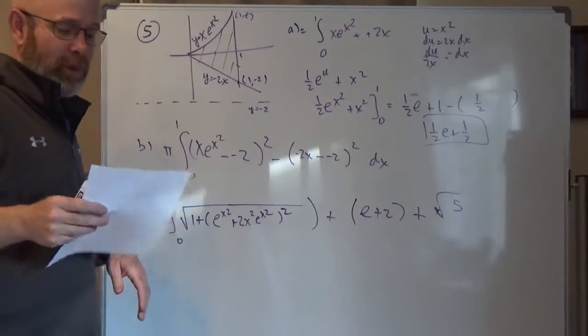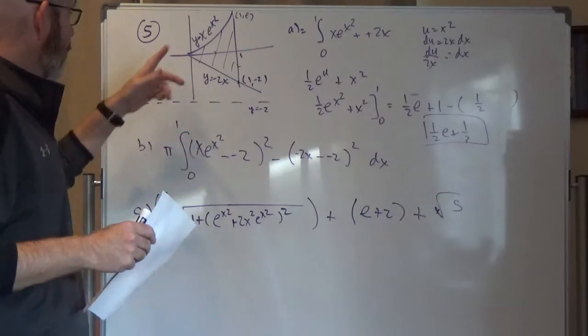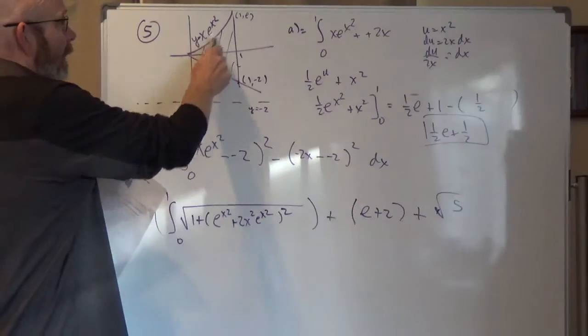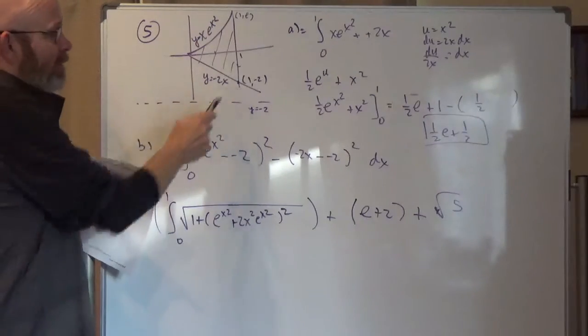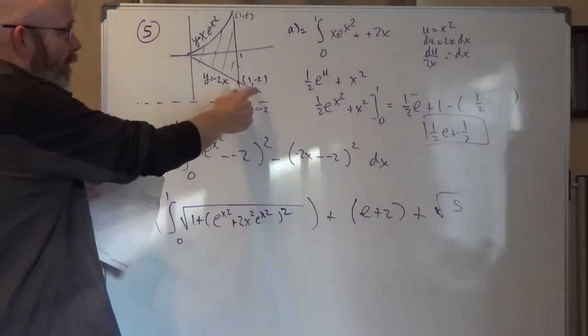Problem number 5 on 27A, pretty straightforward area under curve revolving type problem. So we got two curves, y equals x e to the x squared, the other one's y equals negative 2x, and that vertical line x equals 1. I just put in these points because we're going to need them later.